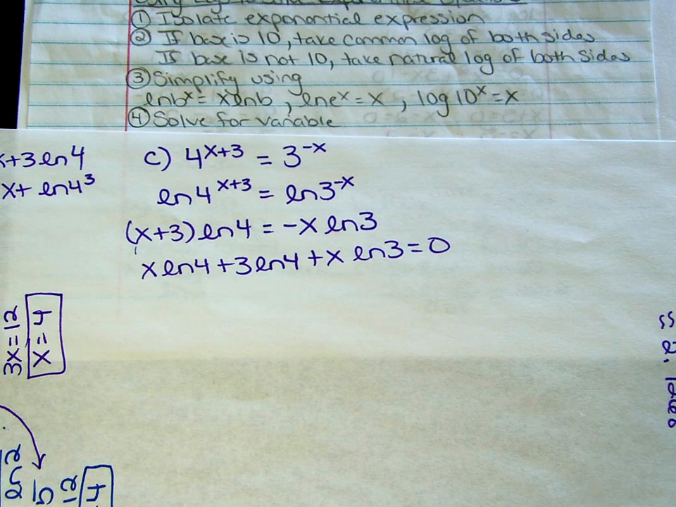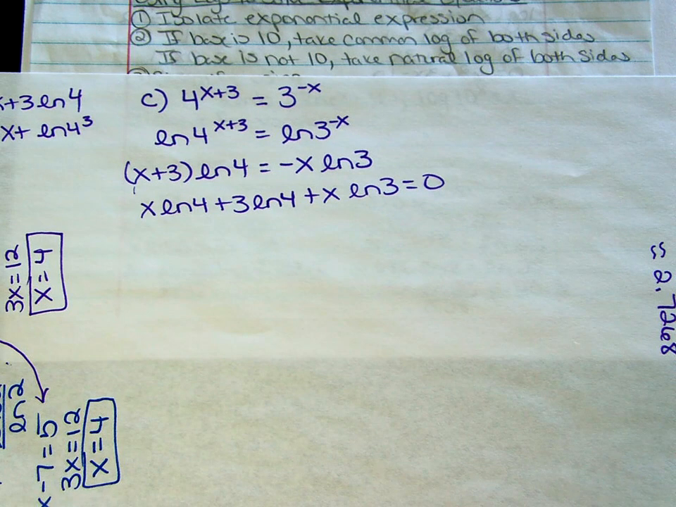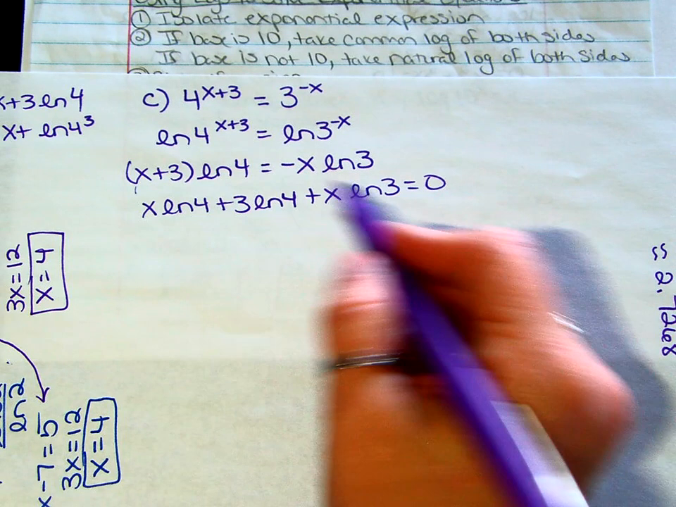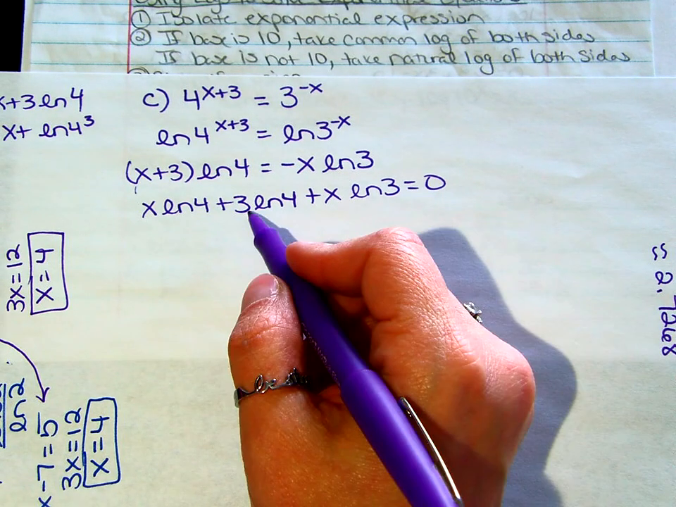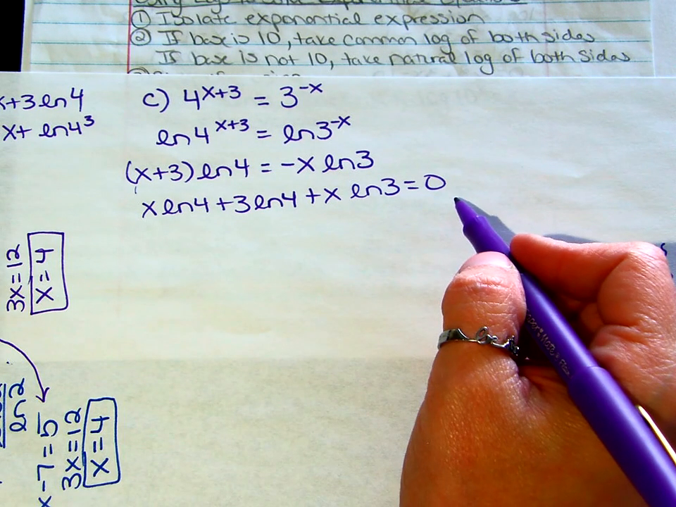Because I got to get all my x terms together. I can't combine them because I have ln of 4 and ln of 3, but I can still group them together. So in order to make sure that I only have terms with x on the left-hand side, I'm going to subtract this 3 ln of 4 over to the other side.